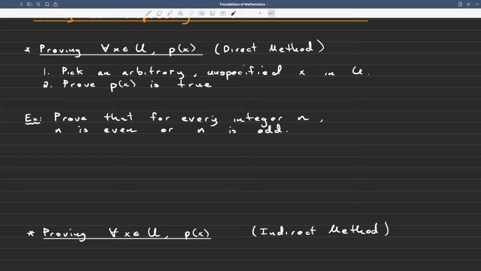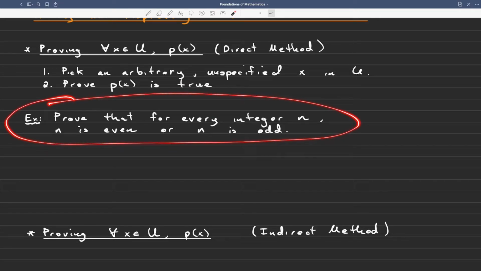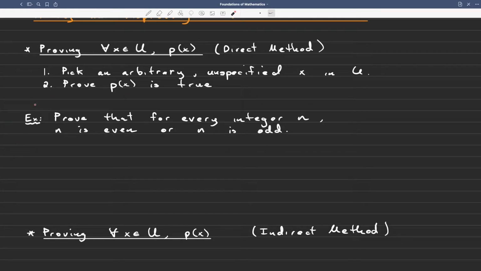So, for example, we could prove a fact that we've been using for quite a while, that for every integer n, we can say either n is even or n is odd. So how would we go about proving that? To prove this, what we're going to do is take advantage of the division algorithm.